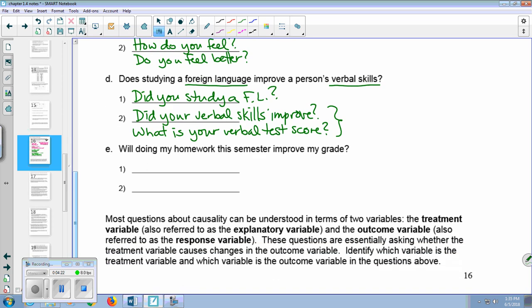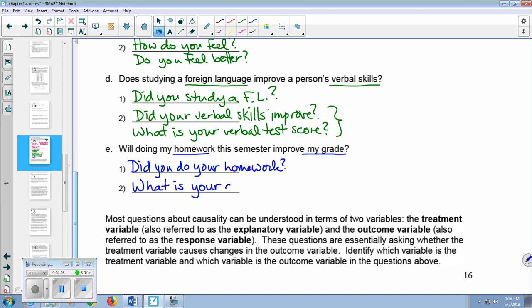that. All right, and the last one, will doing your homework help improve your grade? All right, so one question to ask the observational unit, did you do your homework? We might ask them what their homework grade is. We might ask them how many homeworks did they do, or how much of their homework did they do? So again, a couple different ways to phrase that. And then improve your grade. We could ask, did it improve your grade? Make it yes, no. We could ask them, what is your grade?